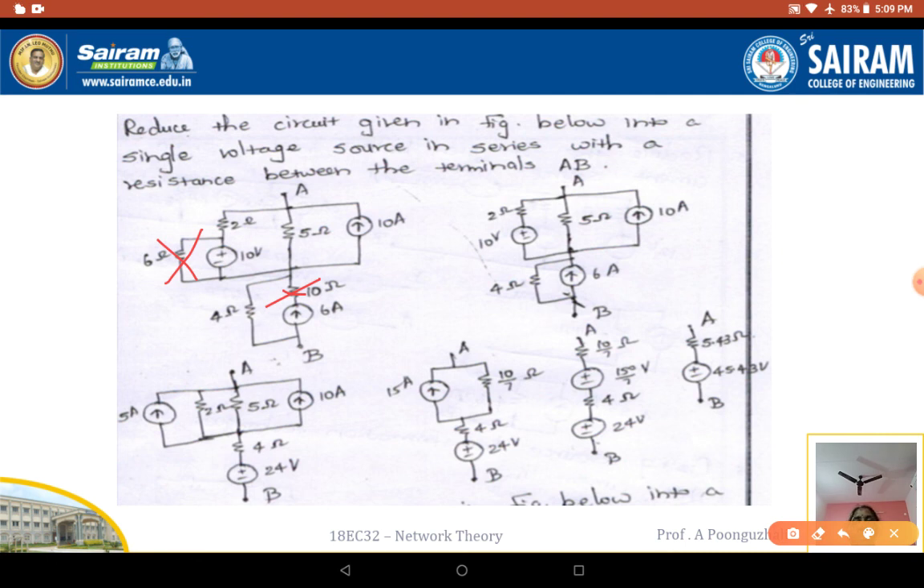Now convert the top to a current source: 5 amps and 2 ohms in parallel. These two current sources are in the same direction, so it is 10 plus 5, 15 amps in parallel with 10 by 7. Convert it into an equivalent voltage source: 15 into 10 by 7 is 150 by 7, in series with the resistance 10 by 7. Here it is 24 volts and 4. So minus 2 plus, 24 plus 150 by 7 is nothing but 45.43, and the resistance is going to be 5.43 ohms.